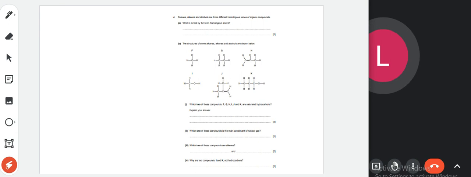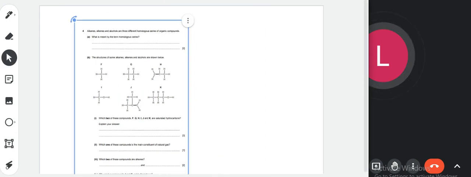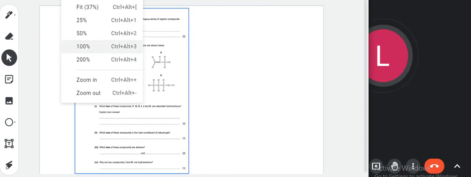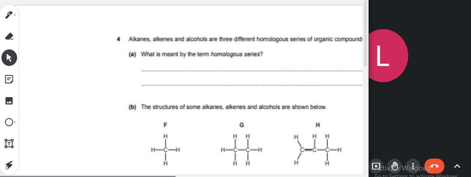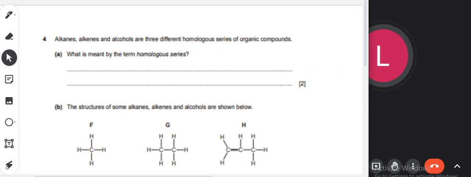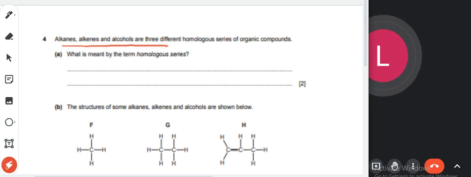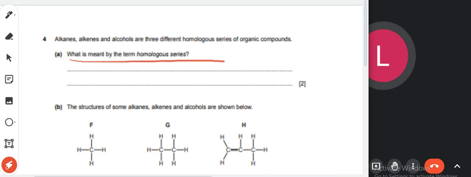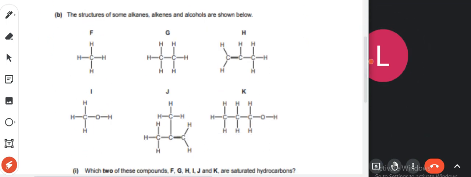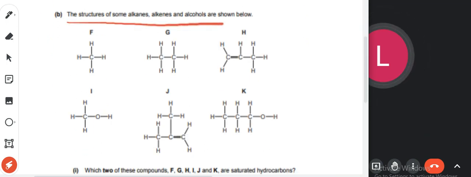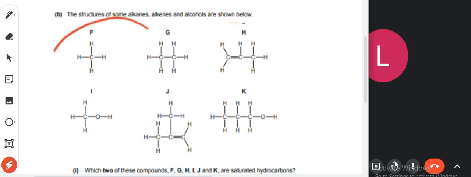And many other questions. Let me scroll this one forward a bit and zoom in. It says alkenes and alcohols are three different homologous series of organic compounds. What is meant by the term homologous series? We've talked about that. It says the structures of some of the alkenes and alcohols are shown. These are the structures.